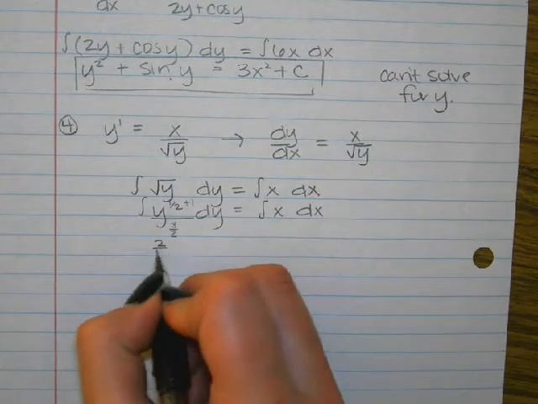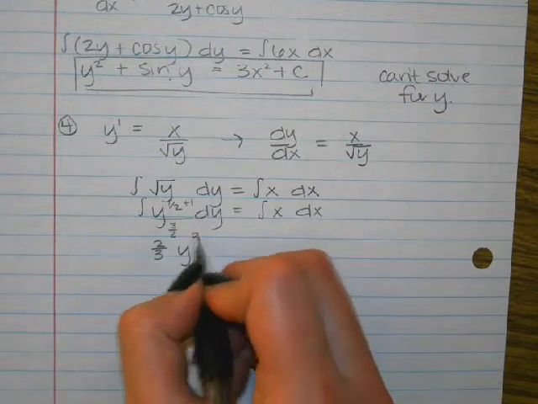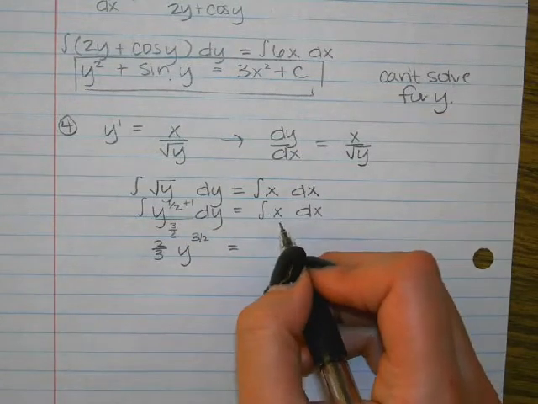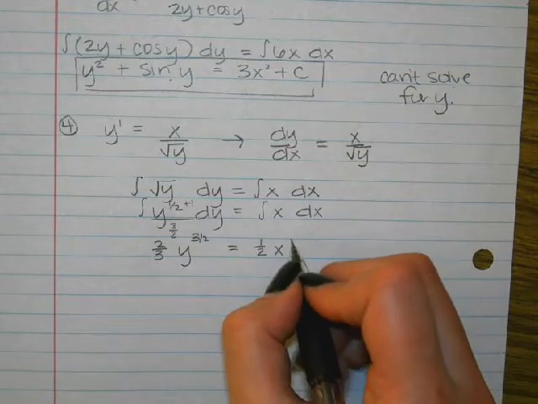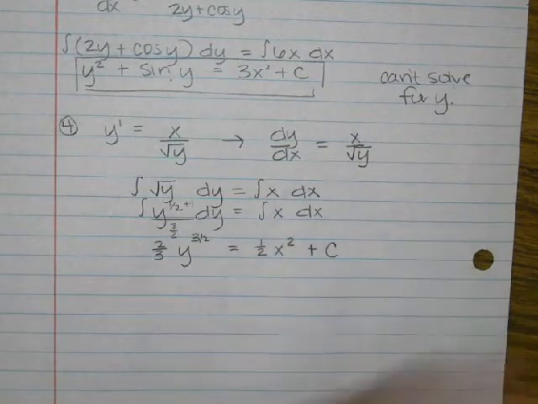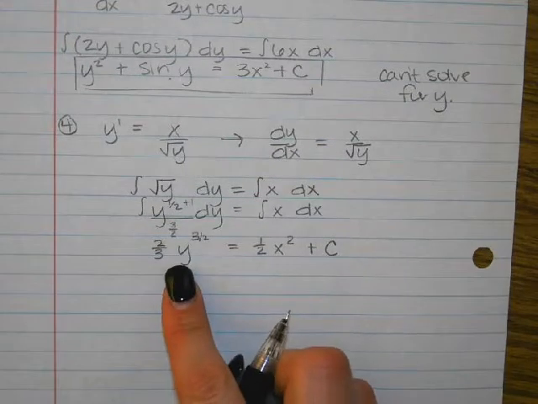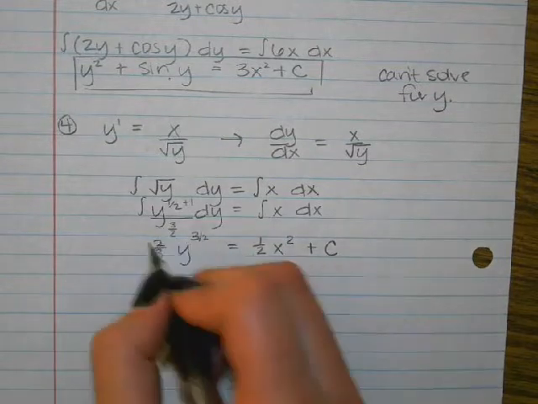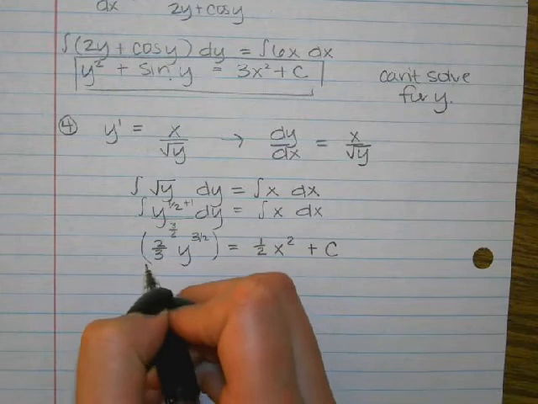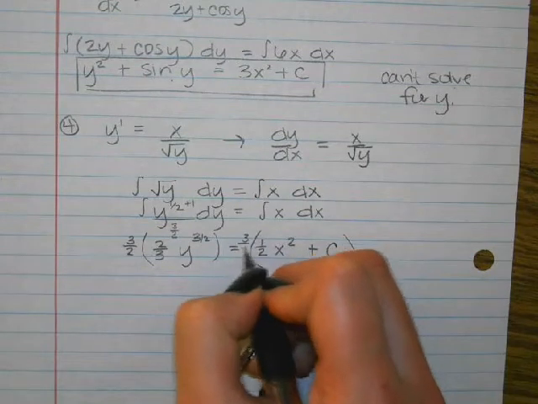So 2/3 y to the 3/2 equals 1/2 x squared plus c. Okay, so we've got to solve for y. How do we get rid of the 2/3? Multiply by 3/2. And then we're going to multiply the other side by 3/2 as well.